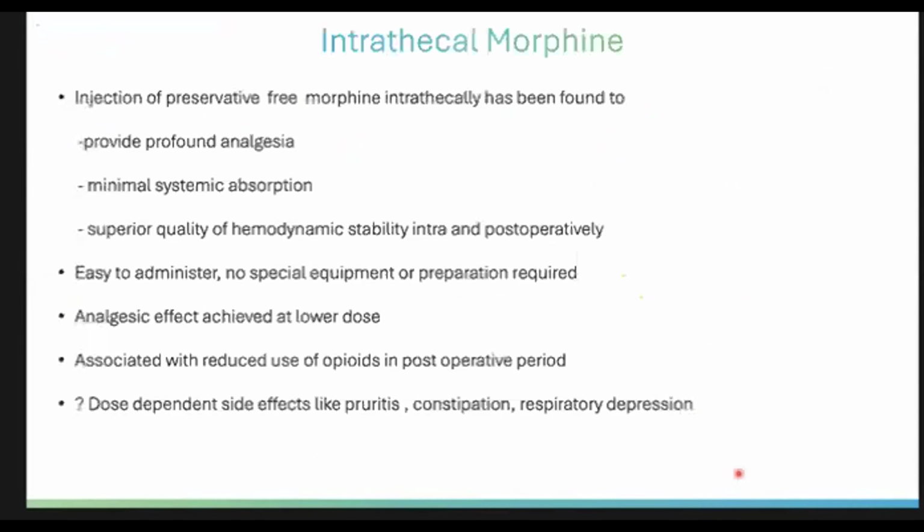Next is intrathecal morphine, which can also be used for intra and postoperative analgesia. Injection of preservative-free morphine intrathecally has been found to provide profound analgesia with minimal systemic absorption and a superior quality of hemodynamic stability intra and postoperatively. It is easy to administer with no special equipment or preparation required. The analgesic effect is achieved at a lower dose, and it is also associated with decreased use of opioids in the post-operative period. There can be dose-dependent effects like pruritus, constipation, and respiratory depression.